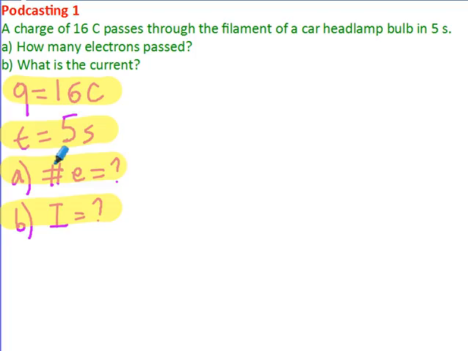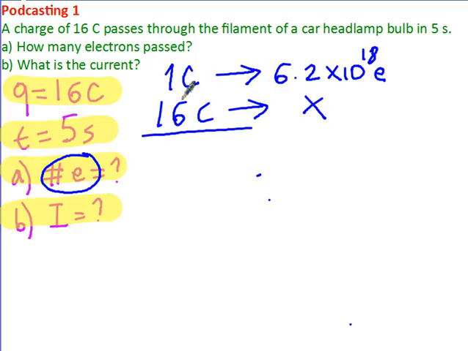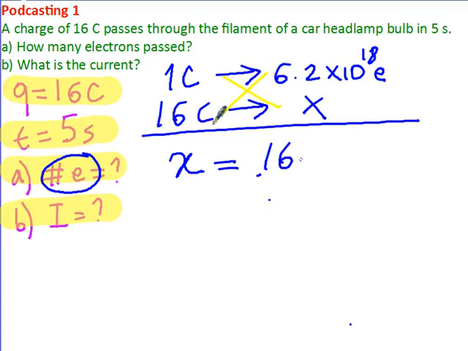So in this case, to answer A, we go back to our nice little relation: if 1 coulomb means 6.2 times 10 to the power 18 electrons, how many electrons will make 16 coulombs? Alright? And then we do cross multiplication. This gives me my x as 16 times 6.2 times 10 to the power 18. So how many electrons?